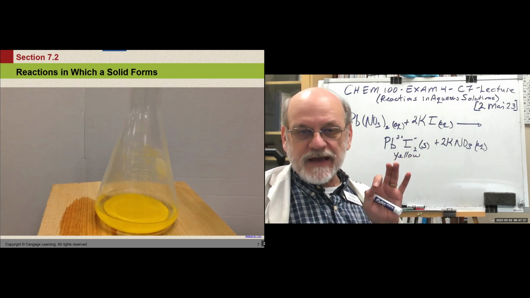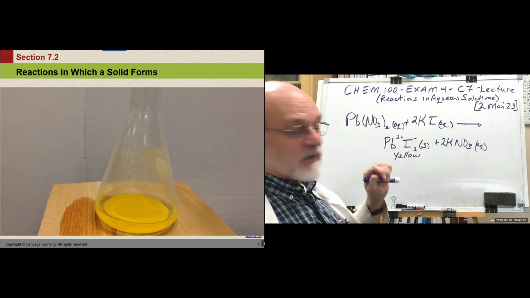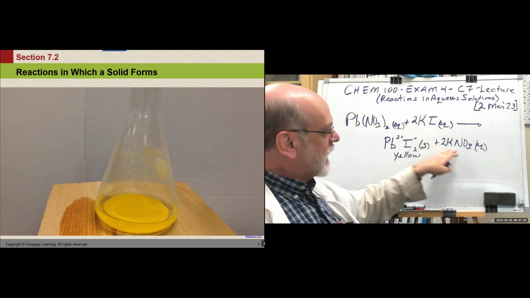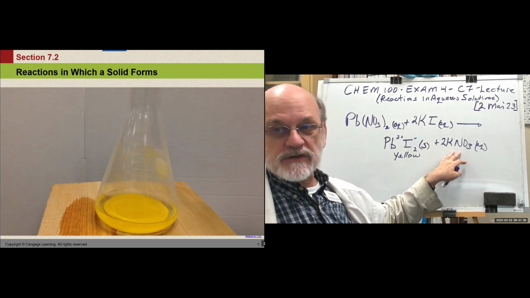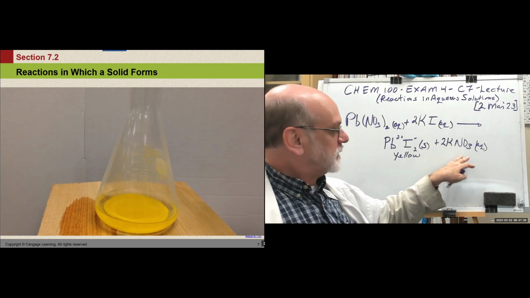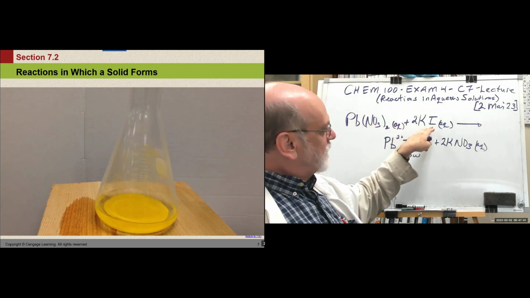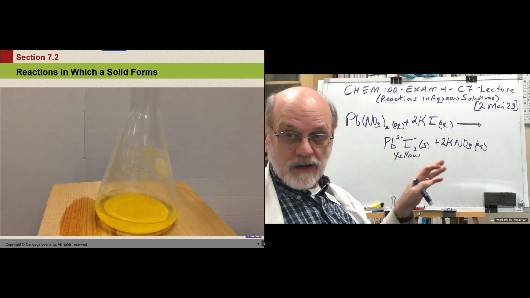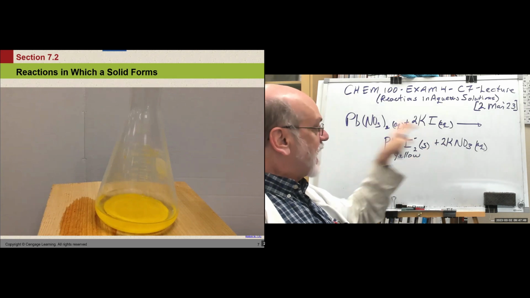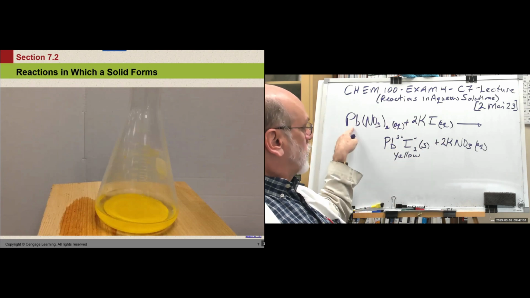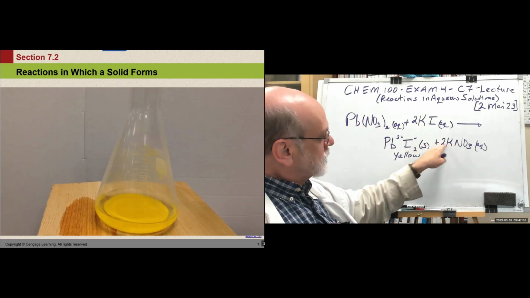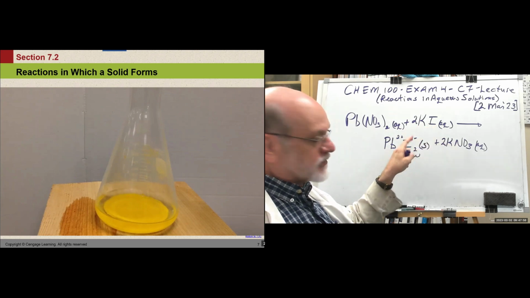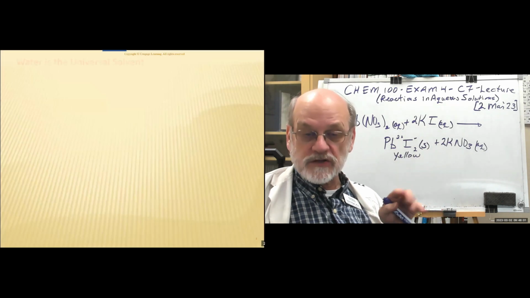Just recognize the fact that when you put these two solutions together, they swap partners. The K associates with the nitrate, which is still soluble. So these are independent ions. And the lead and the iodide get together, and they form a precipitate, this yellow colored solid. And I've balanced the equation here so that we know one lead, two nitrates, two potassiums, and two iodines. That balances the equation.